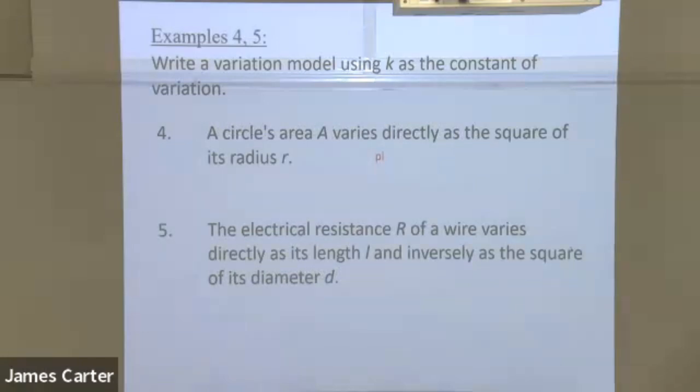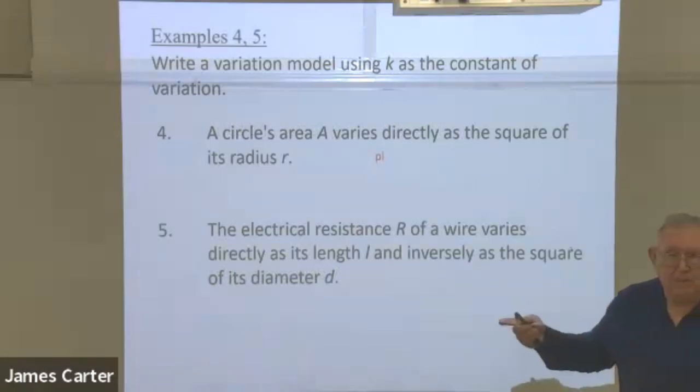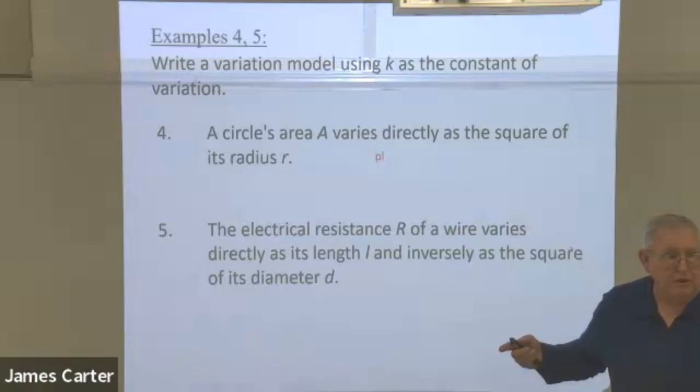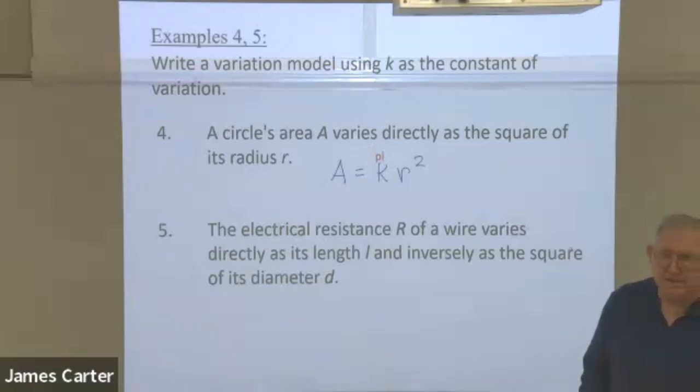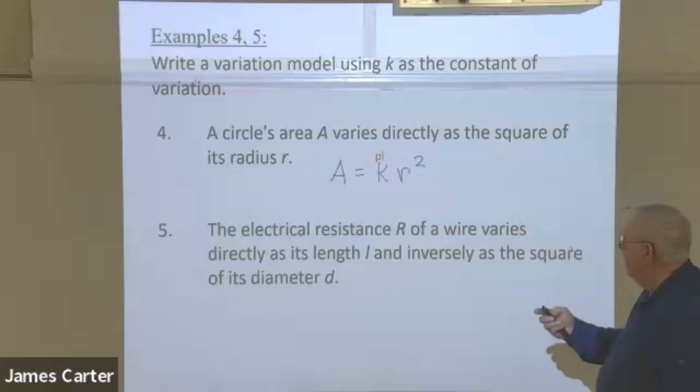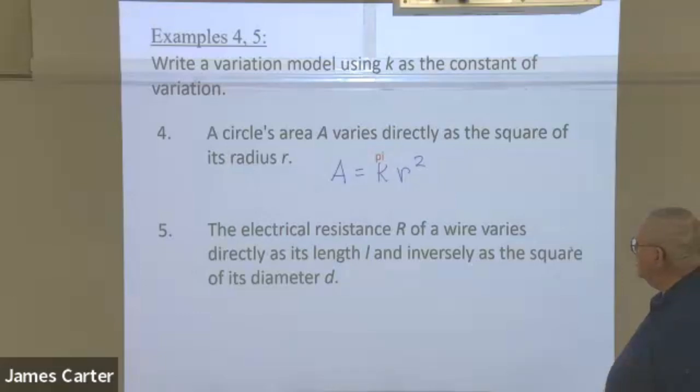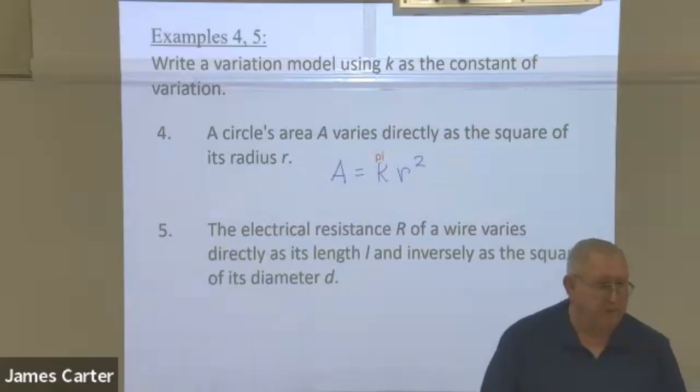Okay, a circle's area, A equals pi r squared. Normally we think, right, a circle's area varies directly as the square of its radius r. Well, in this case, pi, 3.14, is the K value. The electrical resistance of a wire varies directly as its length L and inversely as the square of its diameter D. That's actually kind of an important formula.